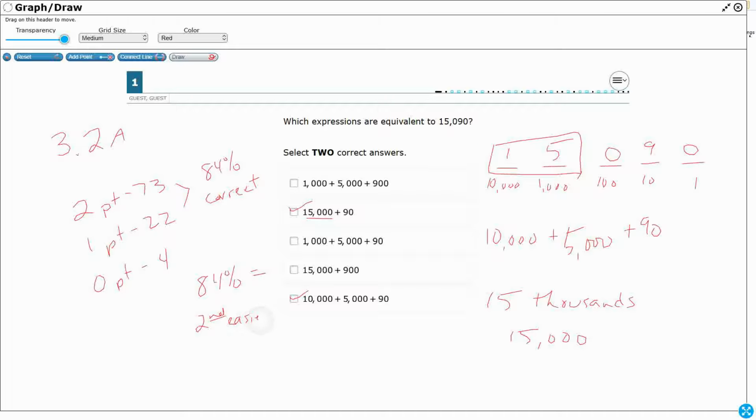And typically that's how these tests are designed, that they start easy, they kind of crescendo in the middle, and then they end on the easier side as well. And so we would just want to be wary of this 1,000 right here, because that's a 1 in the thousands place, not 1 in the 10,000s. And then we've got a 9 in the hundreds place rather than a 9 in the tens place. And that's kind of the pattern down here. We've got the 1 and the 5 and the 9. They're just in the wrong locations.